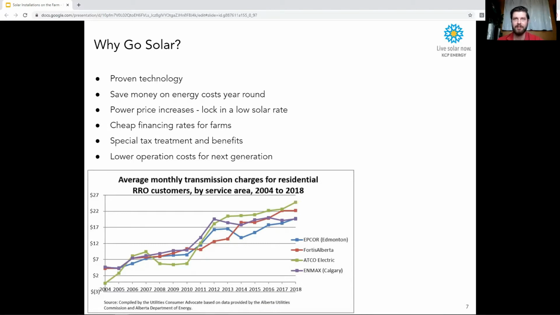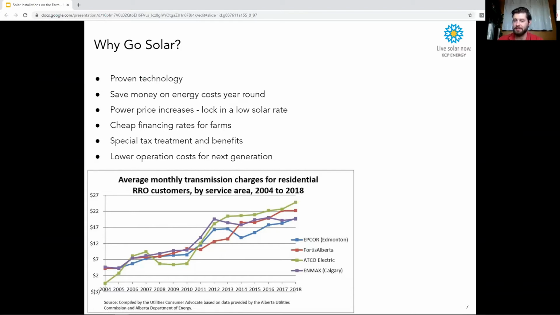And the industry in Canada, compared to the U.S., if you account for population difference, is about 10 times smaller here. So we still have a lot of catching up to do, and especially in Western Canada, most of the installations in Canada are in Ontario. But again, very proven technology.